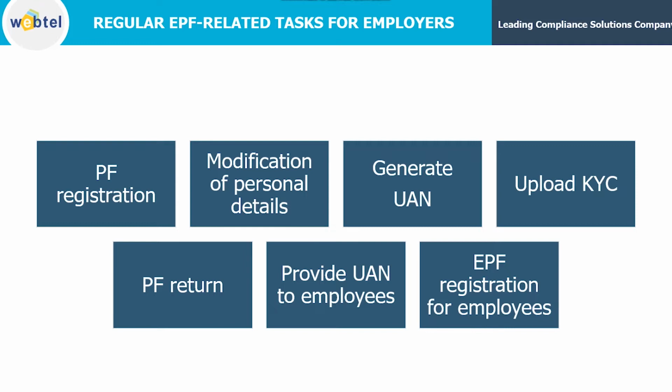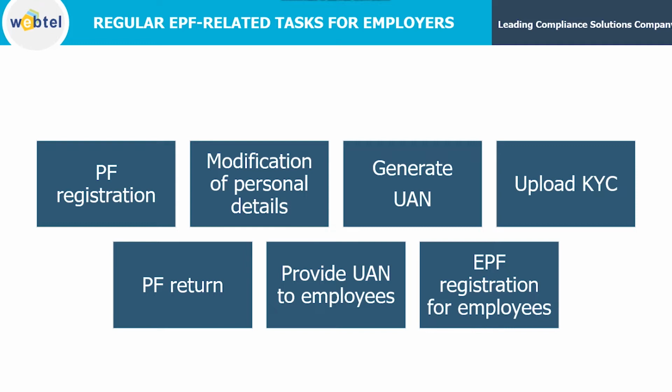UAN stands for Universal Account Number, a unique 12 digit number for each employee. After that, KYC details are to be updated on the portal for each employee. After doing all these things, PF return is to be submitted on the portal. After submitting the PF return, the PF details for each employee is recorded on the portal.